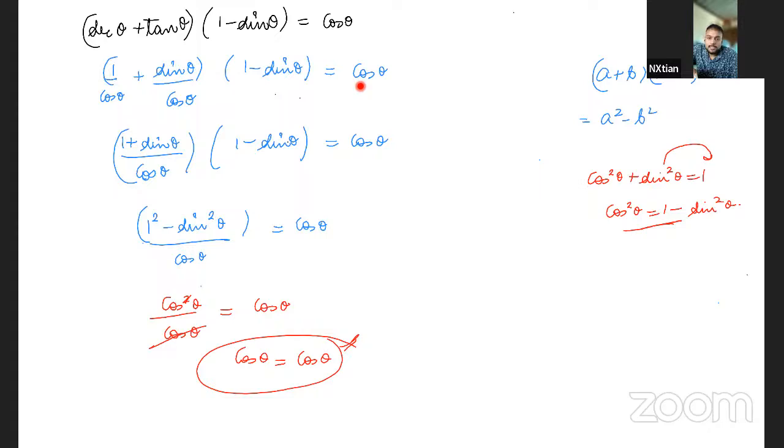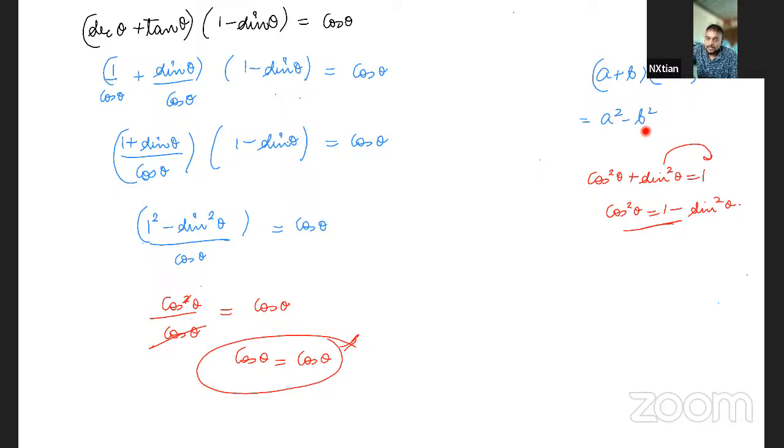Now both the denominators are the same. So as we learned, if the denominators are the same, we can take a common denominator. So I take a common denominator, which is cos theta here. Now 1 plus sin theta is there and 1 minus sin theta is there, and they are multiplied. So now (a plus b) multiplied by (a minus b), the identity will be a square minus b square. Yes or no?